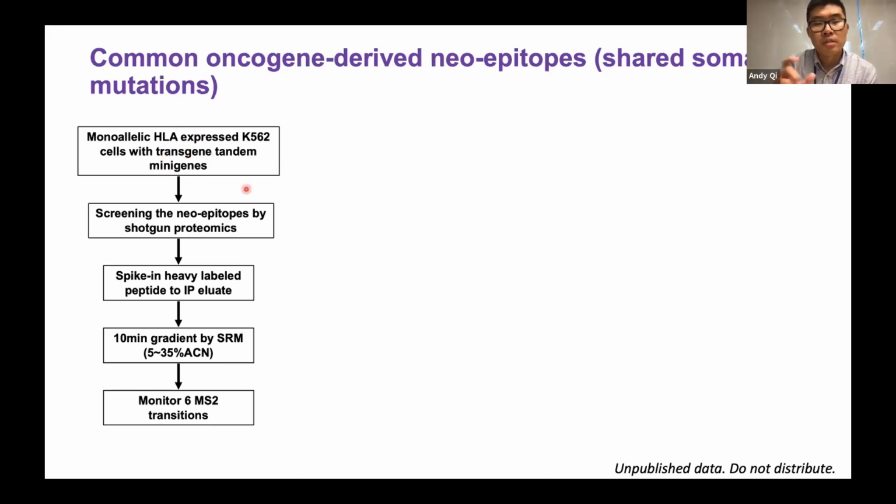Tandem milligen actually contains different common mutations, about 20 more with the sliding window. So we're going to screen the neoantigen by shotgun proteomics, and then the one we find, if it's positive, we're going to buy the heavy synthetic peptide and spike into the IP sample and do a 10-minute gradient for an SRM assay, and we monitor 5 to 6 transitions of each peptide.